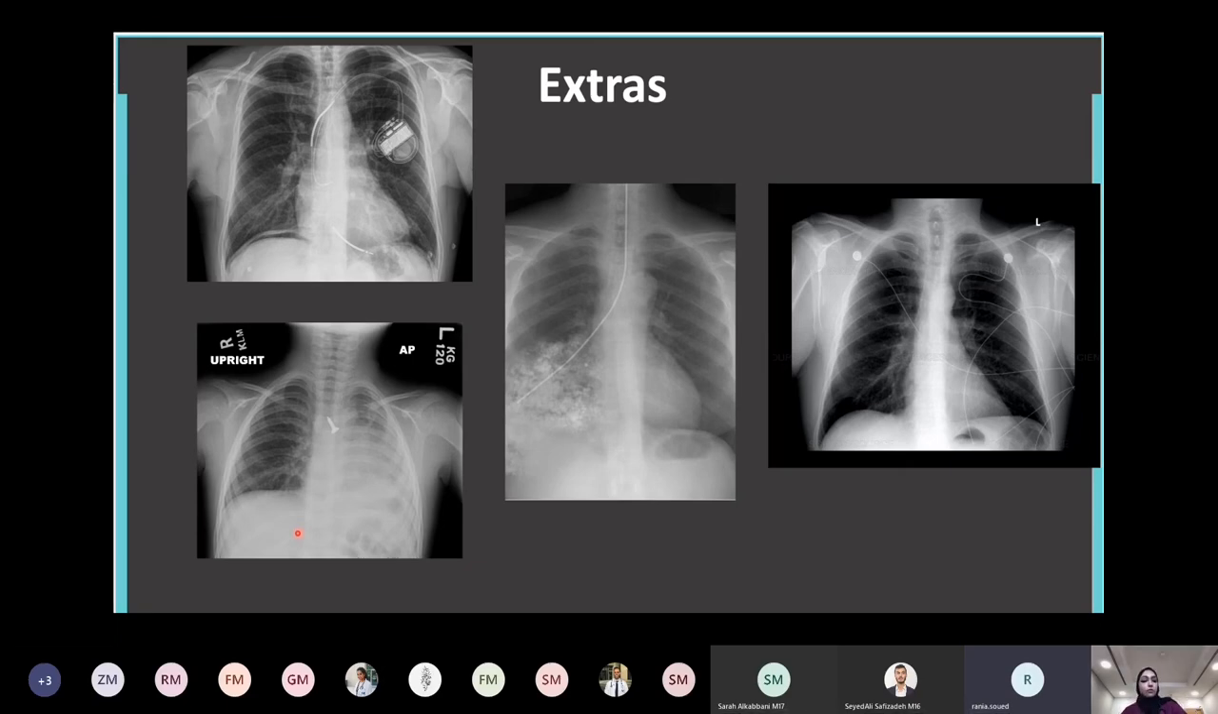Let's say this patient has never had any operations or anything. Then I would be starting to worry. It is a small amount of air. So this amount of air, although it's there, it is a small amount. But if the patient never had anything before, then I have to start worrying.